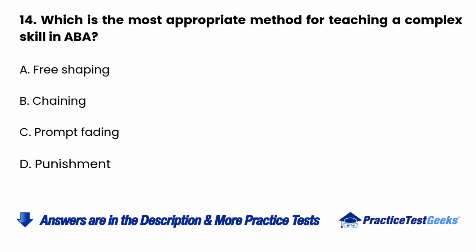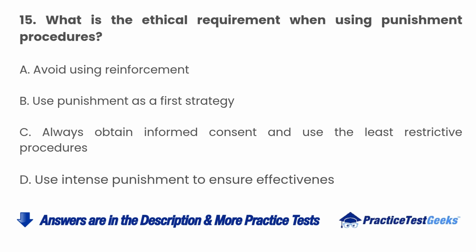14. Which is the most appropriate method for teaching a complex skill in ABA? A. Free shaping. B. Chaining. C. Prompt fading. D. Punishment.